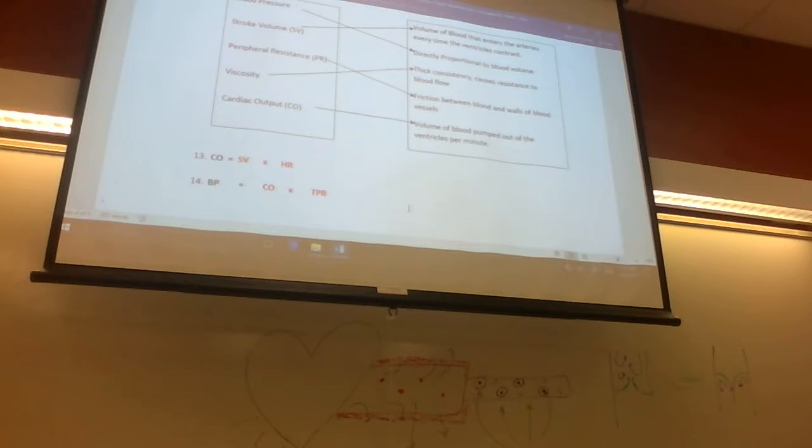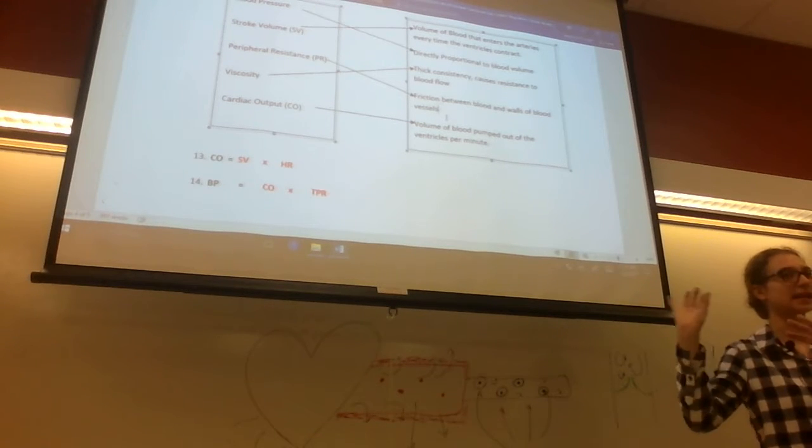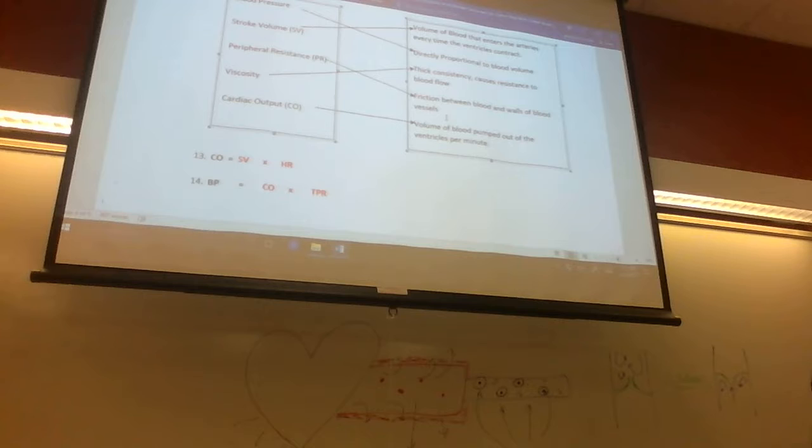Your blood pressure then is your cardiac output times your total peripheral resistance. I don't think I could fit total in this word, so I just put peripheral. Your blood pressure is how much blood your heart is able to pump out, multiplied by how much resistance that has. So you have cardiac output saying more pressure, and then you have resistance saying less blood pressure. So it's kind of a balance. Hopefully that helps break down why those equations make sense.